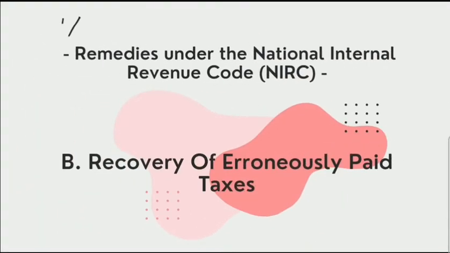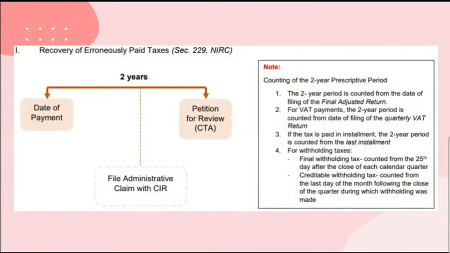Good day. So now let's proceed and tackle the next tax remedy of the taxpayer, which is the recovery of erroneously paid taxes. So this is the tax remedy of the taxpayer if the tax has already been paid. Further, on the procedures for the recovery of erroneously paid taxes, we have first, the taxpayer should file a claim for refund or credit within 2 years from the date of payment of the tax. So this is according to Section 229 of the National Internal Revenue Code.